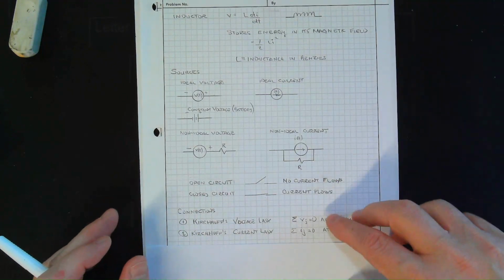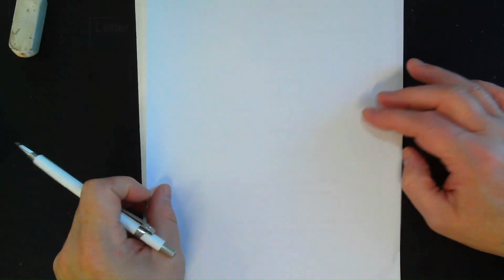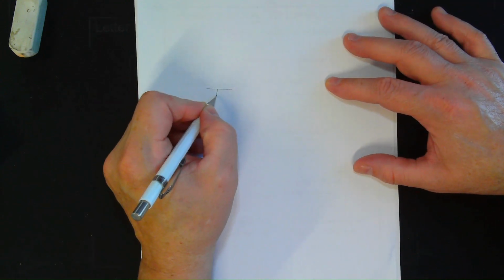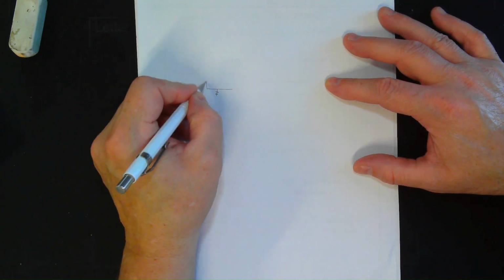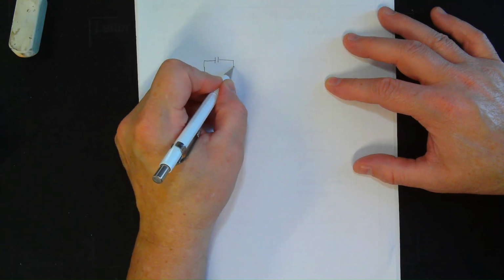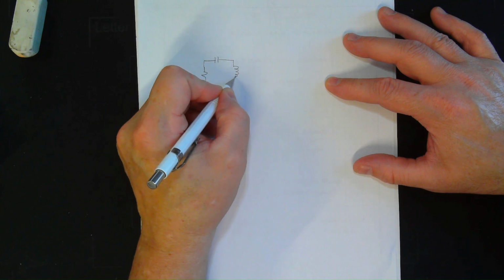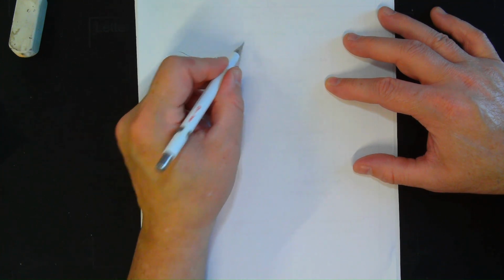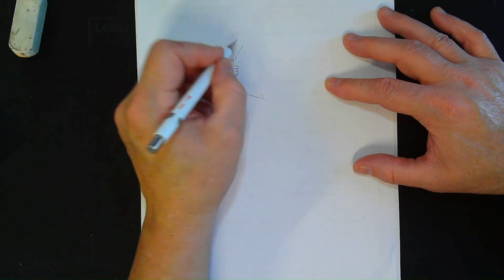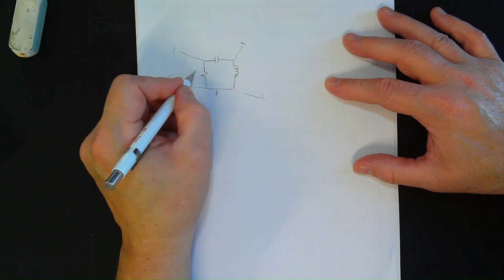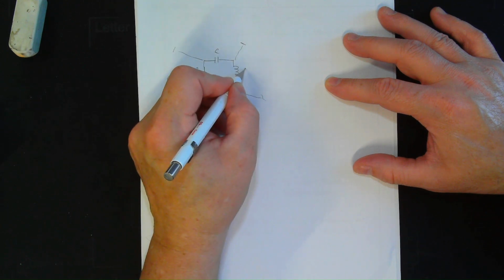I'll do that right here. So if we have, let's say, here's ground, resistor, capacitor, inductor, and all of these could go off to other circuit stuff. So I'm just looking at this loop, R, C, L.